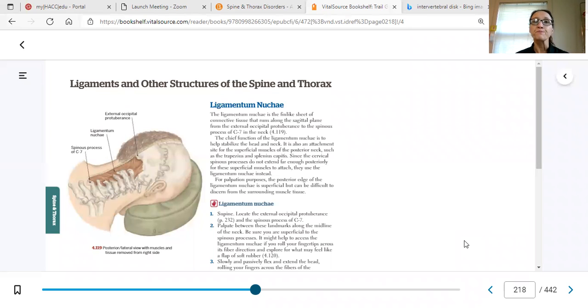If you think about it, you have a bowling ball attached to a broom handle. So if the bowling ball goes one way, it would fall over or fall off. If it went the other way, it would fall off. You get the idea. So the ligamentum nuchae is a stabilizing ligament for the head and neck. And it also serves as muscle attachment sites for trapezius and splenius capitis and the like, okay?